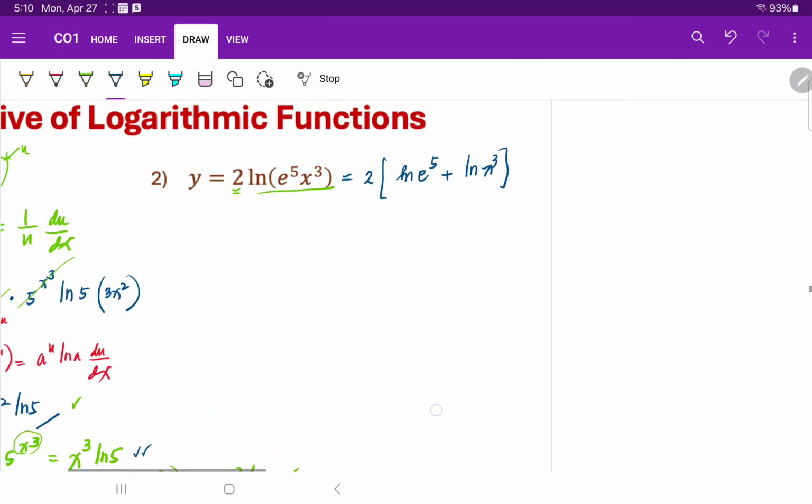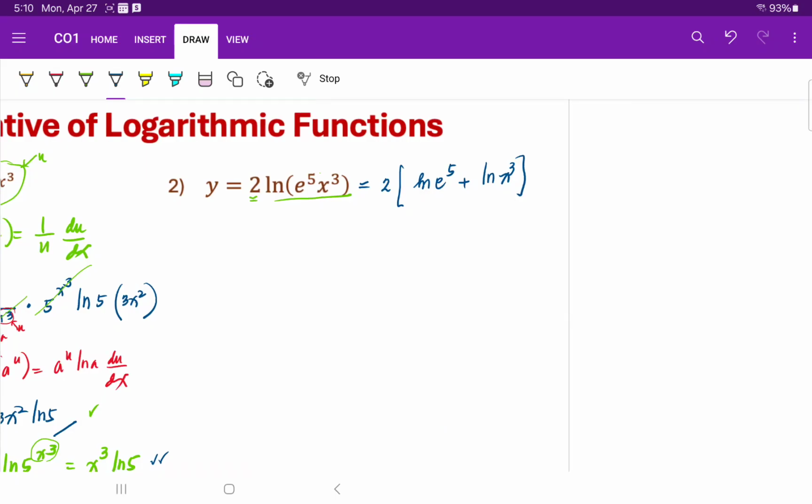So, same thing happens here. We could write this as ln of e to the fifth times x cubed, which can be written as ln of e to the fifth plus ln of x cubed. And we can simplify this further so that you'll have 2 times ln of e to the 5. Pwede rin tong 5 ln of e. But still, this will give you the same derivative because this is already constant. But we can also write it as 5 ln of e. Then plus, bring this down, so you have 3 ln of x. So this is now your y.